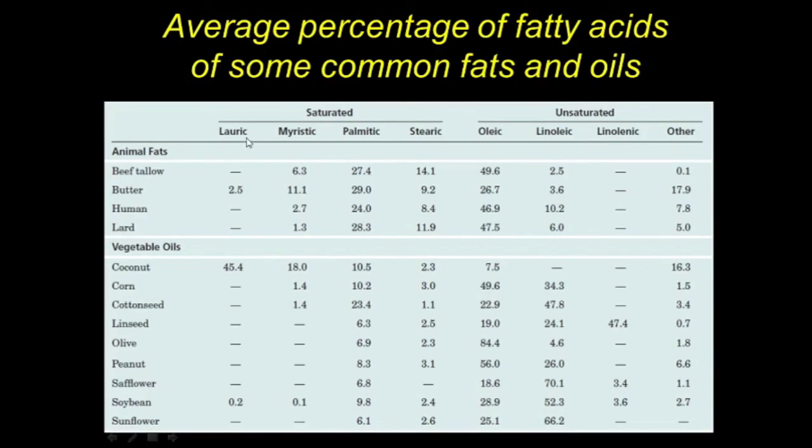Coconut oil has 45% of lauric acid and just 24-25% unsaturated. So around 75% of saturated acids are present in coconut oil, but because of the high percentage of fatty acids with lower molecular weight, this oil has a liquid state.